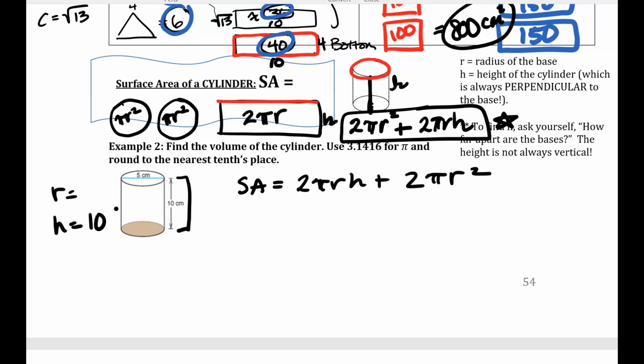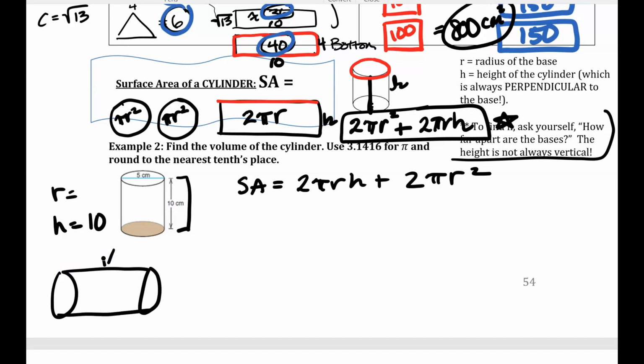Keep in mind the height, don't think of it as how tall it is. Think of it as how far the bases are away from each other. I actually put that right in the notes. So how far apart are the bases? I say that because what if you got a cylinder that looked like this, where it was on its side? The height would be this distance right here. So that's 10. It's how far the bases are from each other. And the radius, so right here we have our diameter is 5, so that means our radius is going to be 2.5.